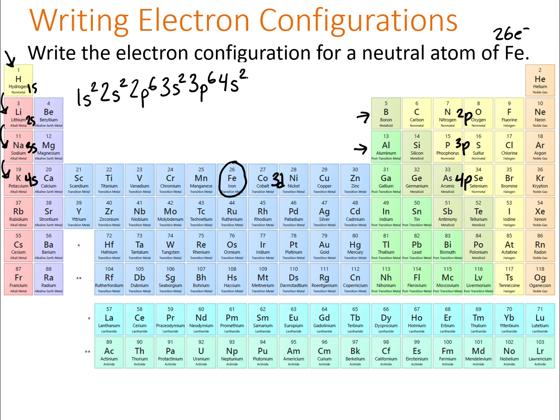Once we get to 3d, we start counting houses. 1, 2, 3, 4, 5, 6. 3d, 6. If you total all those superscripts up, it will equal 26. That's how you can check your math and make sure that you did everything right.